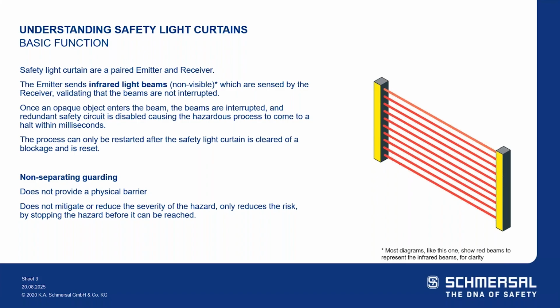But these non-visible infrared beams of light are going to be sensed by the receiver, validating that those beams are not interrupted. Once an opaque object enters the beam, the beams are interrupted, the redundant safety circuit is disabled, causing the hazardous process to come to a halt within milliseconds. That process can only be restarted after the safety light curtain is cleared of the blockage and is reset.